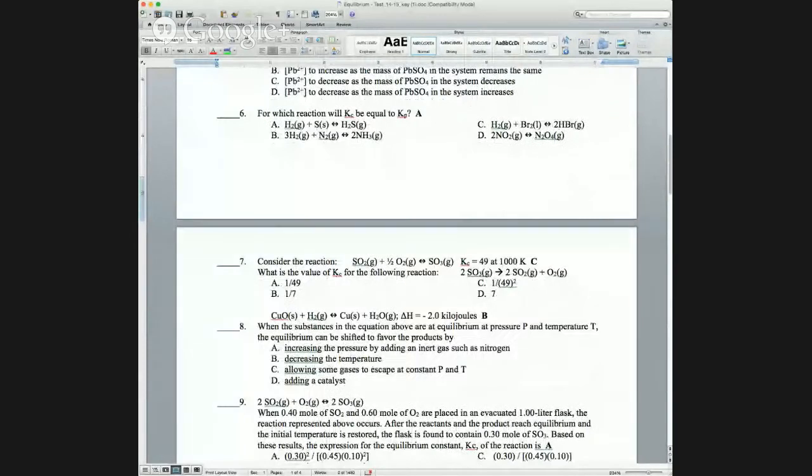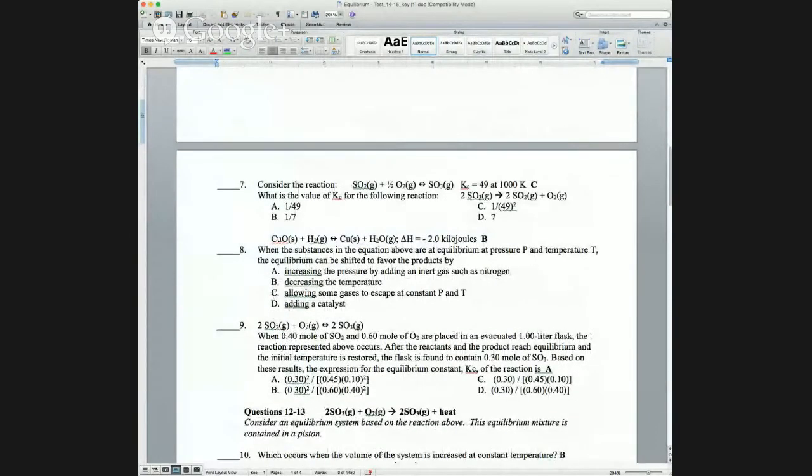Number 7. Consider the reaction. Oh, this is actually easier. How fortunate. It says consider this reaction with this K, which is 49. What is the value of K for the following reaction? And what they did is they took their reaction and they flipped it, and then they multiplied the whole thing by 2.